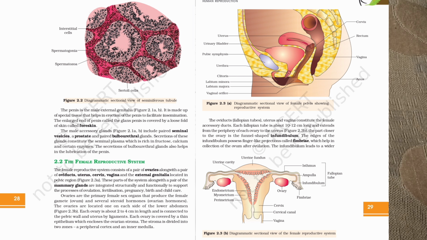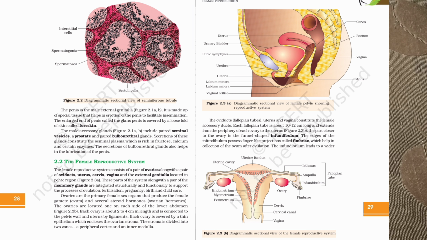The female reproductive system. The female reproductive system consists of a pair of ovaries along with a pair of oviducts, uterus, cervix, and vagina, and the external genitalia located in the pelvic region. These parts of the system, along with a pair of mammary glands, are integrated structurally and functionally to support the process of ovulation, fertilization, pregnancy, birth, and childcare.